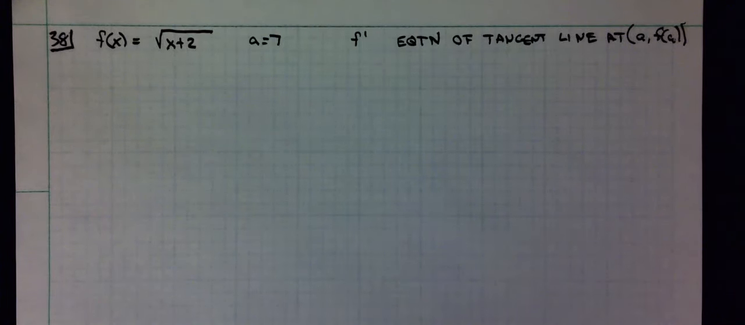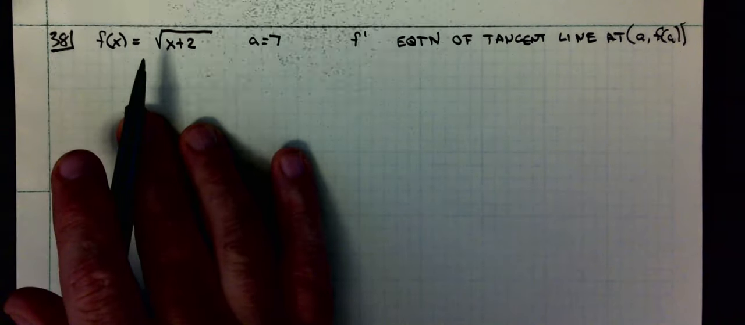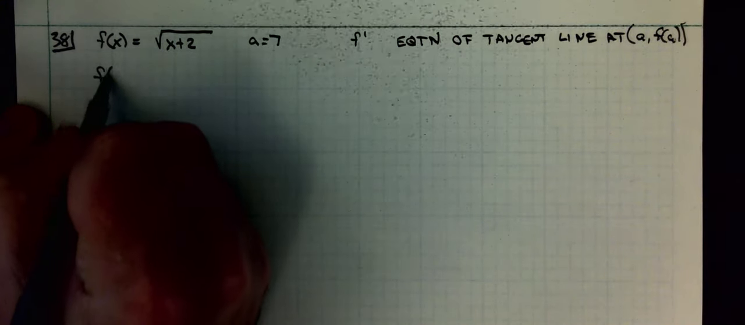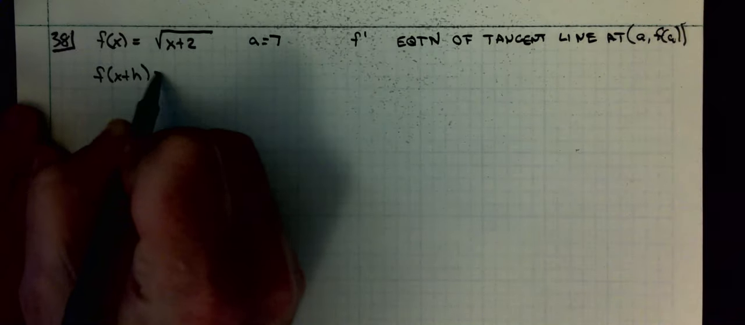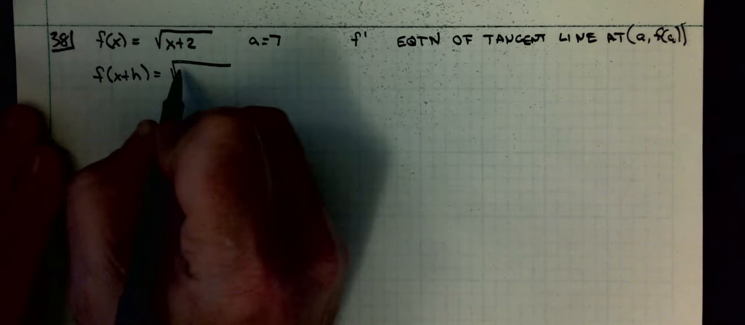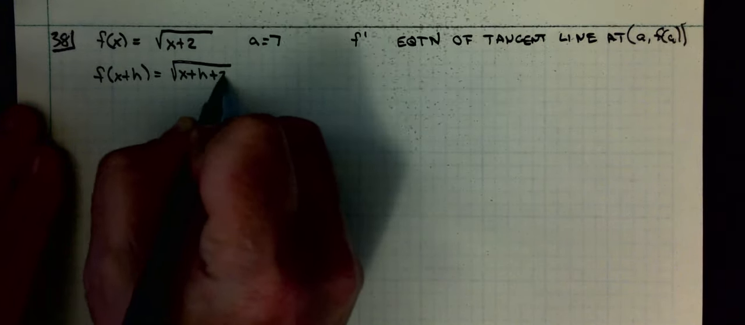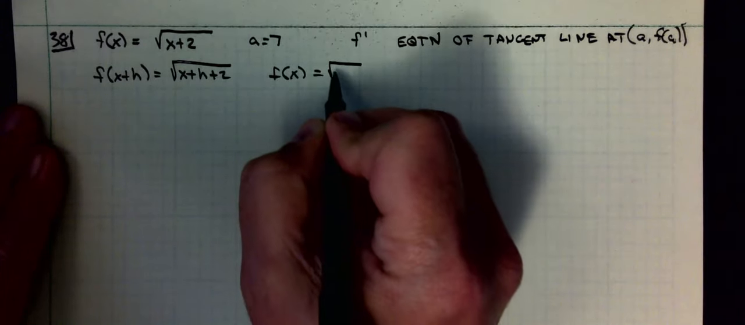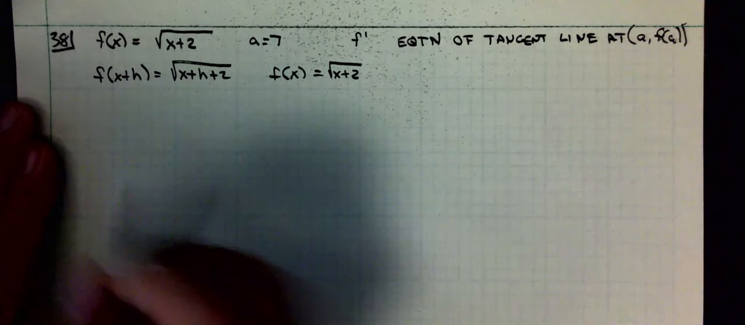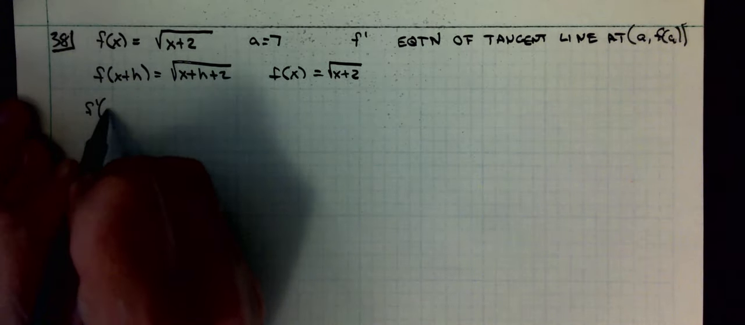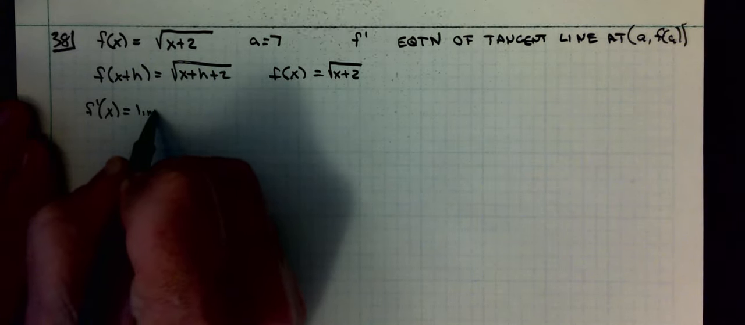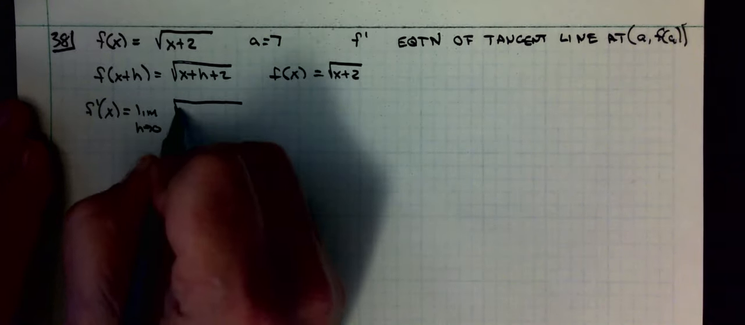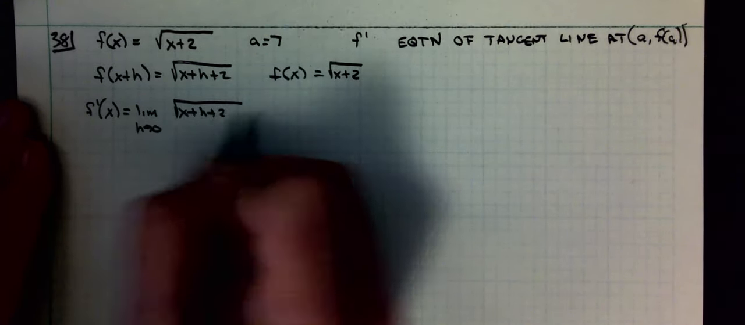So the limit process is going to look the same. f of x plus h is equal to the square root of x plus h plus 2. The derivative is the limit as h goes to 0 of the square root of x plus h plus 2 minus the square root of x plus 2, all over h.